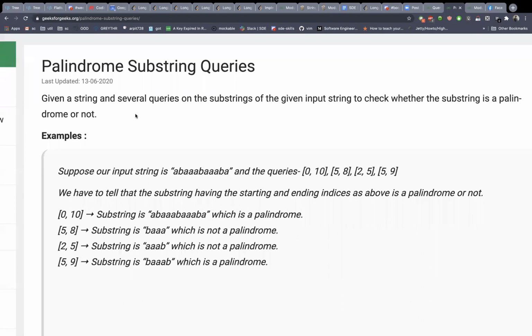Yes, it is. You are given one string and q queries, and for each query you have to return whether the substring starting and ending at those indices is a palindrome or not. For example, for this string, you have to return whether the string from 0 to 10 is a palindrome or not, then 5 to 8, and so on. The naive approach is to simply check, for the given indices, whether the string formed is a palindrome or not.